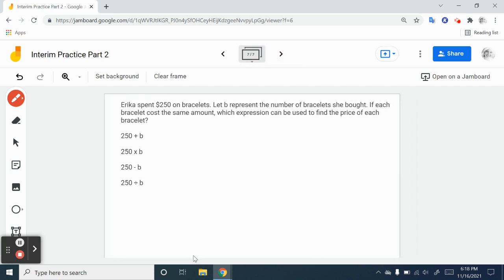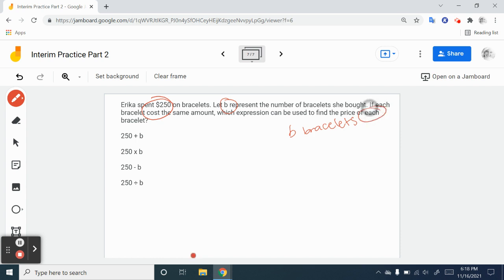And the last problem is the same thing. You're going to look at the situation and figure out which expression makes sense. So this one says Erica spent $250 on bracelets. Let B represent the number of bracelets she bought. Okay, so she bought B bracelets. So I don't know how many she bought. If each bracelet costs the same amount, which expression would be used to find the price of each bracelet?